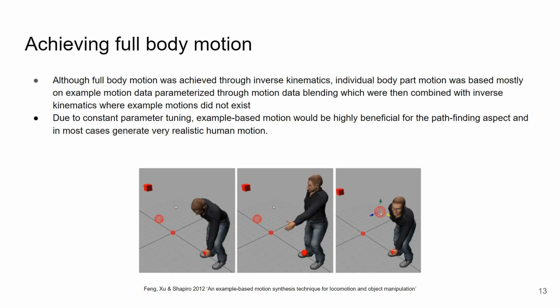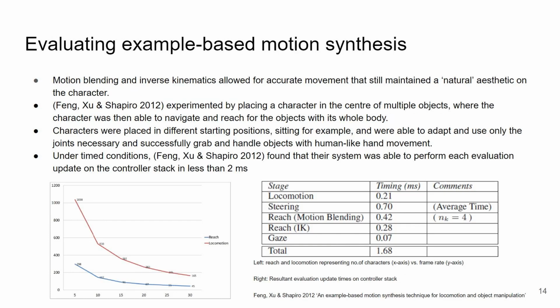Although full body motion was achieved through inverse kinematics, individual body part motion was based mostly on example motion data parametrized through motion data blending, which were then combined with inverse kinematics where example motions did not exist. Depending on the previous example motions, the resultant animation would have slight variations in areas such as smoothness and speed. However, due to constant parameter tuning, example-based motion would be highly beneficial for pathfinding and generate very realistic human motion. Overall, motion blending and inverse kinematics allowed for accurate movement that still maintained a natural aesthetic on the character.